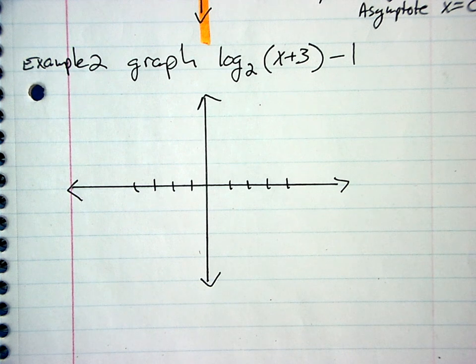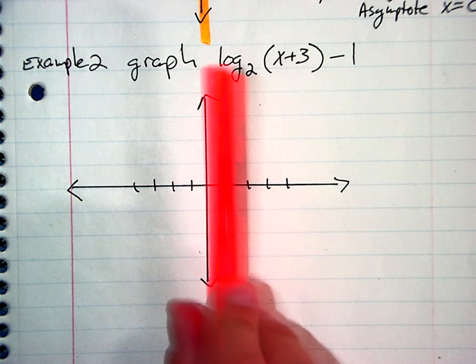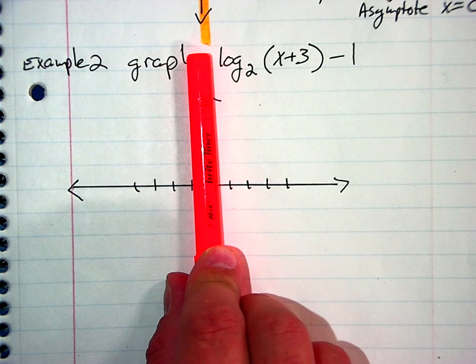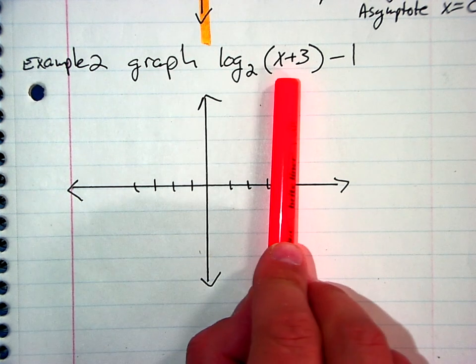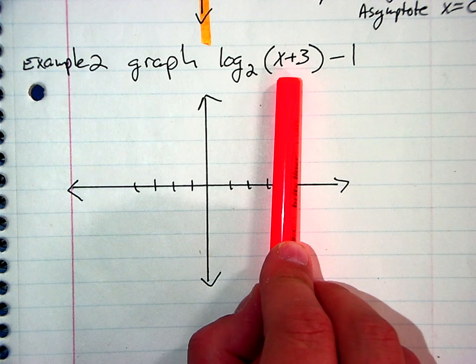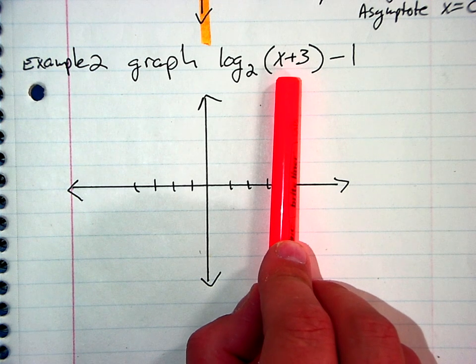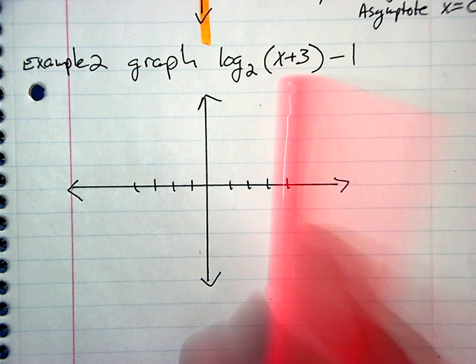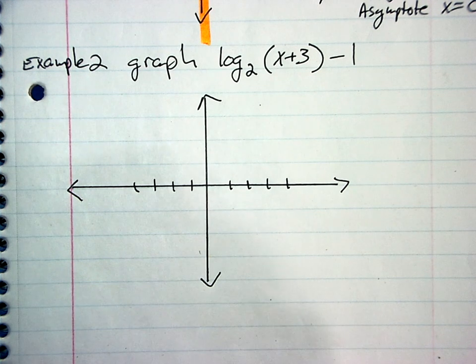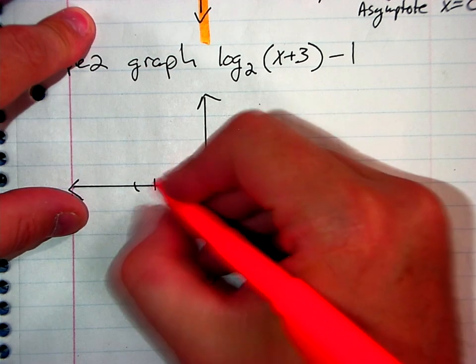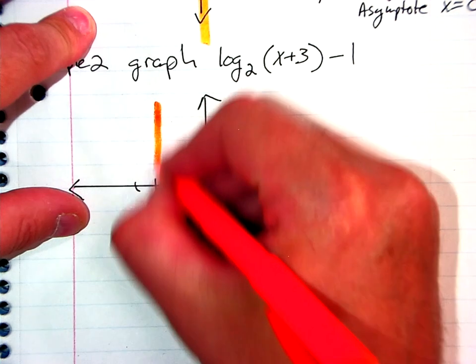All right, so on this one, our asymptote is normally at x equals 0, correct? But what is the parenthesis telling us to do? Move our asymptote which way? To the left, 3. So I'm going to go 1, 2, 3, and that's my new asymptote right there.